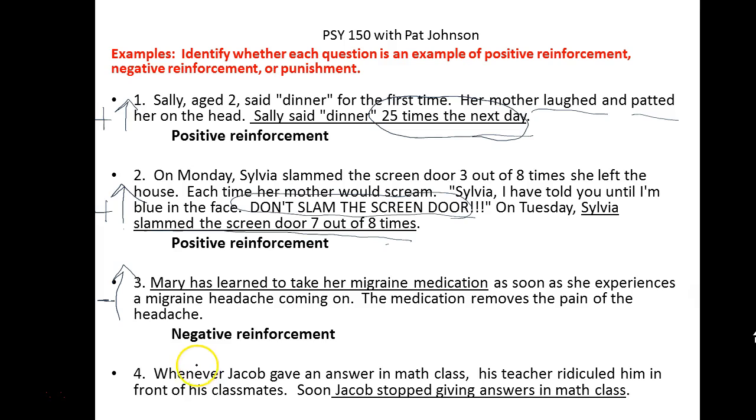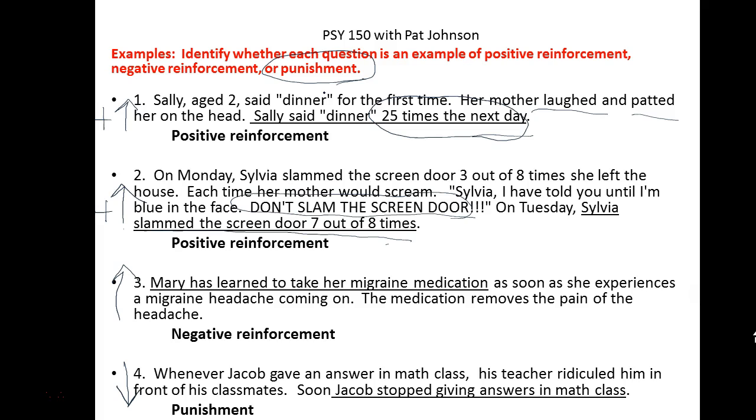Last question. Whenever Jacob gave an answer in math class, his teacher ridiculed him in front of his classmates. Soon Jacob stopped giving answers in math class. What's happening to Jacob's behavior? It is decreasing. And again, we're not going into detail as to whether this is positive or negative punishment. When behavior decreases, just know it's punishment.